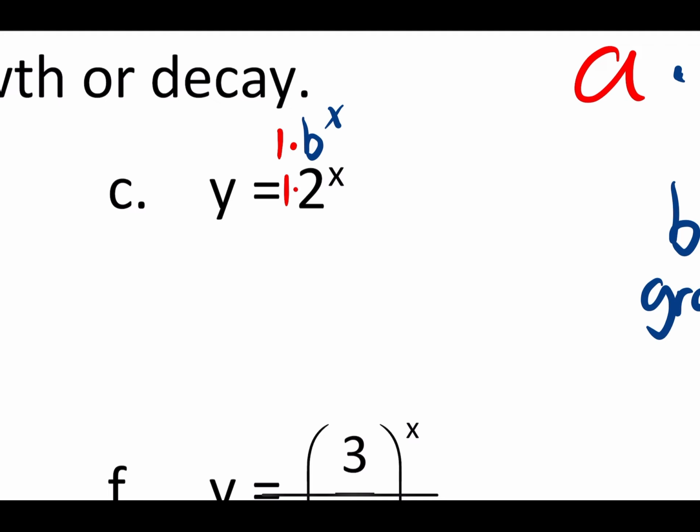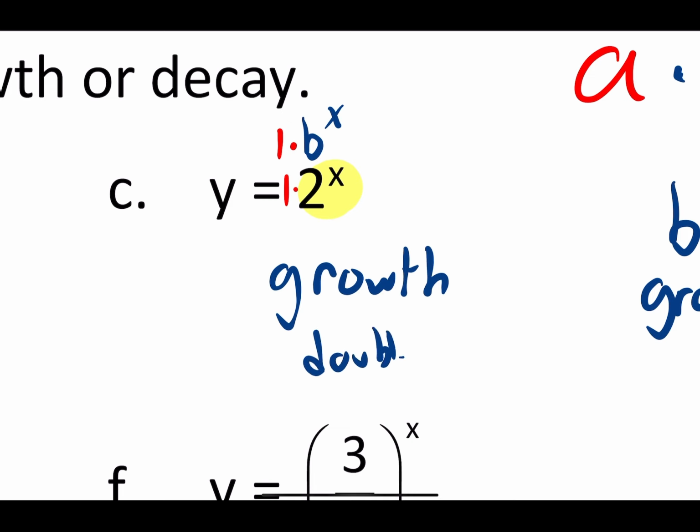So this initial value is 1, its b value is 2. So we have a growth because 2 is greater than 1. In fact, it's doubling, times 2, times 2, times 2. I would use the word double here.